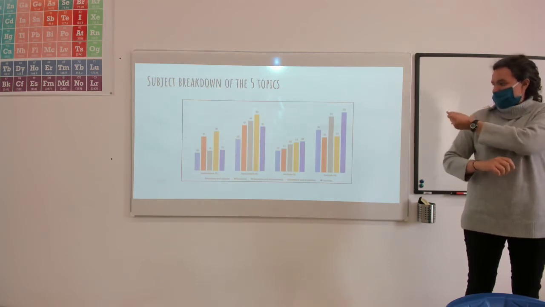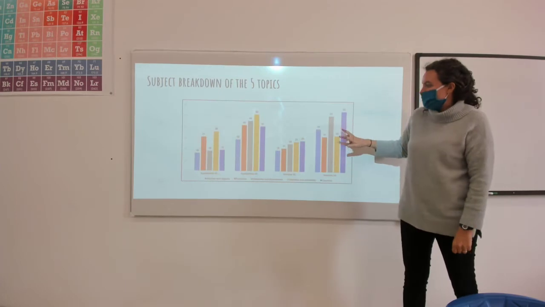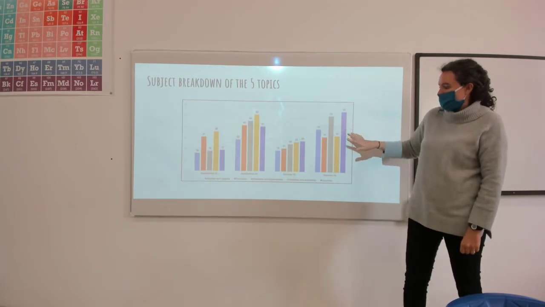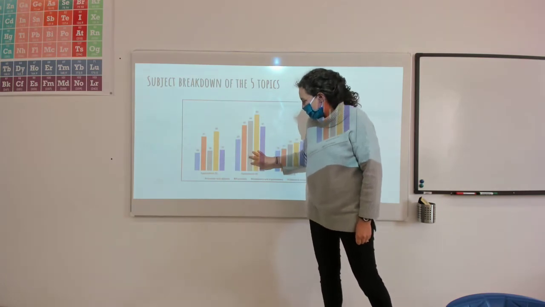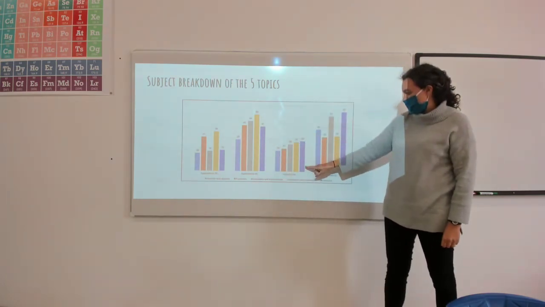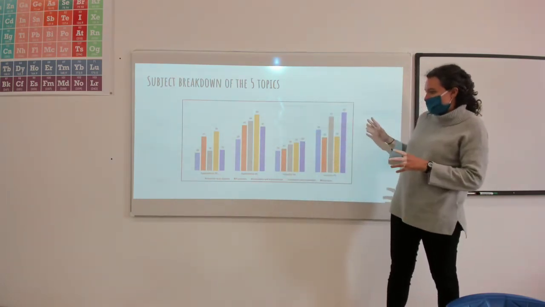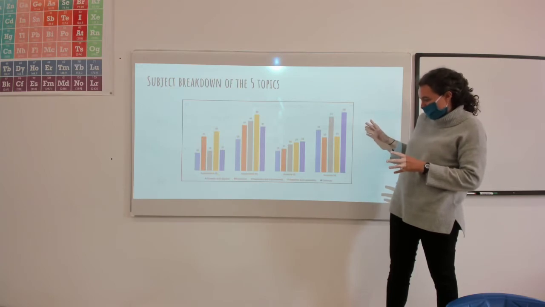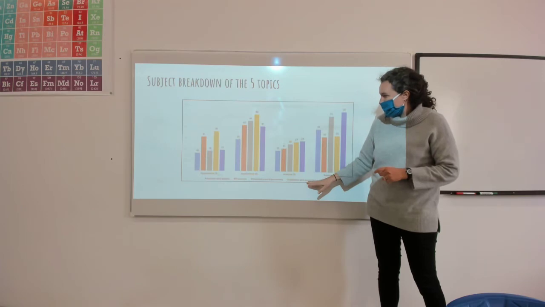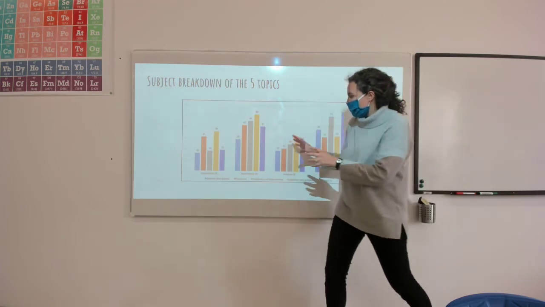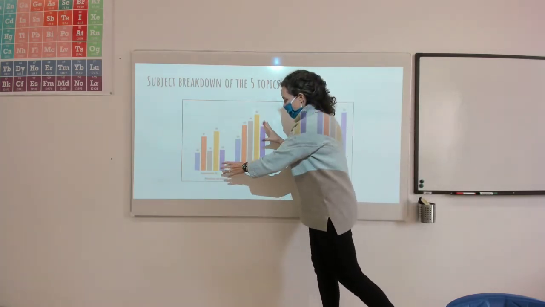So this is the subject breakdown. Here is AI, SL, HL, and here's AA, SL, HL. Just one example is yellow. Yellow is statistics and probability. So if you like statistics, this is application.